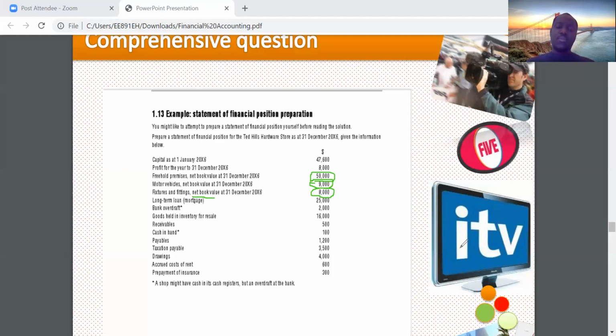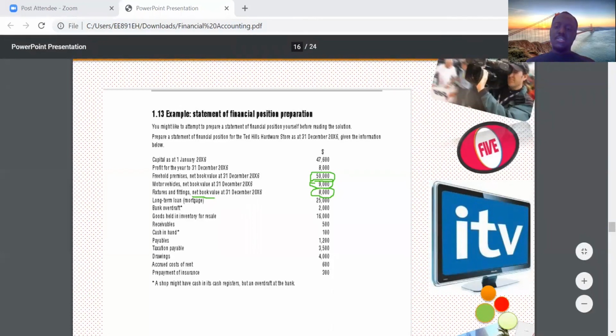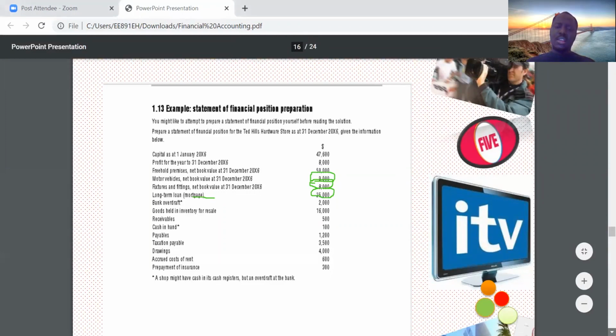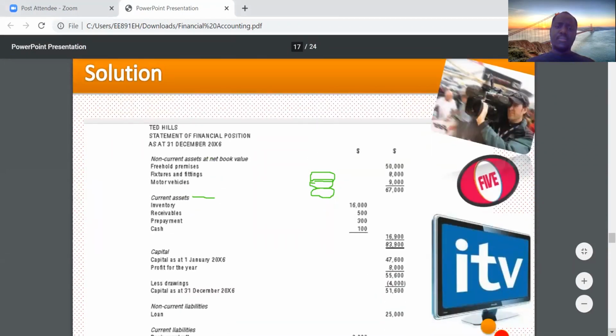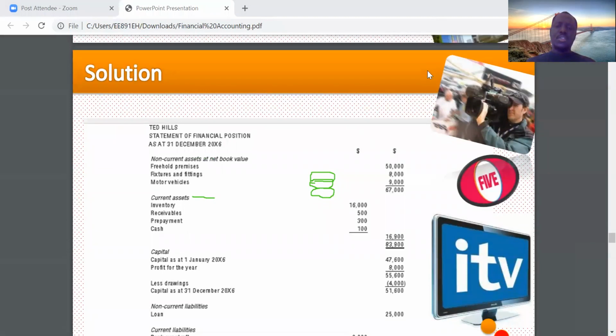So these are your non-current assets: freehold premises, motor vehicles, fixtures and fittings. I hope that's clear. So you see freehold premises 50,000, fixtures and fittings 8,000, motor vehicles 9,000. That gives you a total of 67,000. These are the non-current assets.